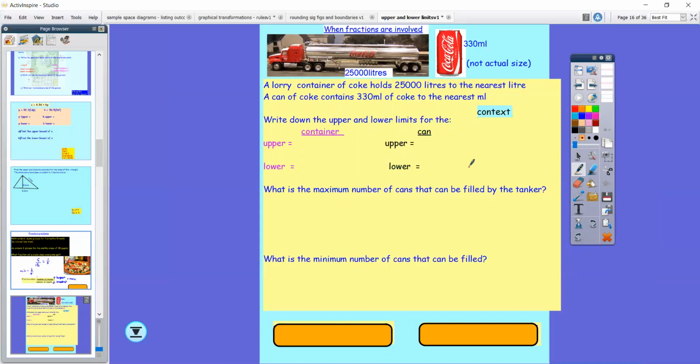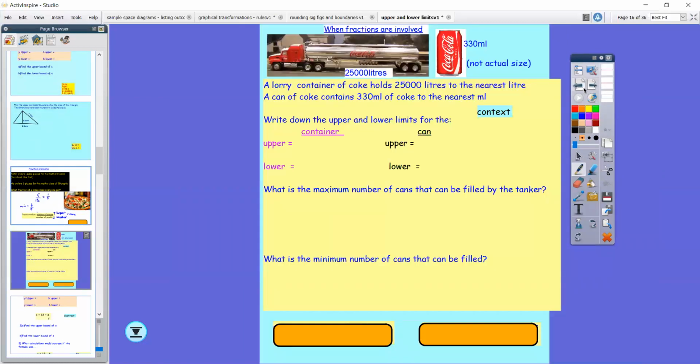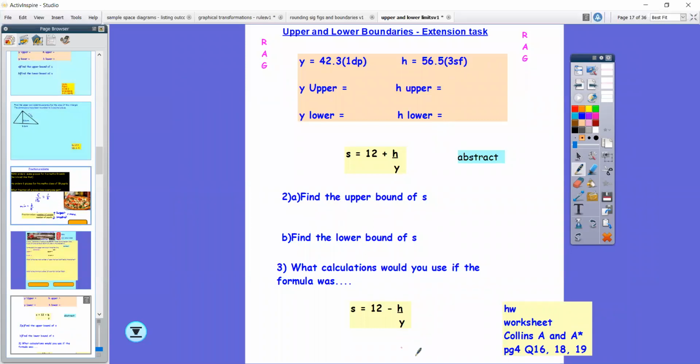Okay, so that gets into that. So we hope you've got the background for that. And moving on, I've got an extension task here. So there is an extension task on this if they get through that very quickly, but I think it's worth discussing both of these actually.